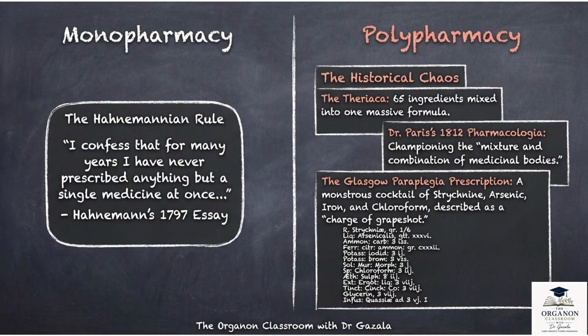So monopharmacy therefore is not simply about using fewer medicines. It's about maintaining clarity in prescribing, observing the action of the similar remedy, and understanding the response of that individual patient. So the contrast is simple over here, guys. One remedy, one clear therapeutic action, rather than a mixture of all the individual actions, which becomes difficult to determine, right?